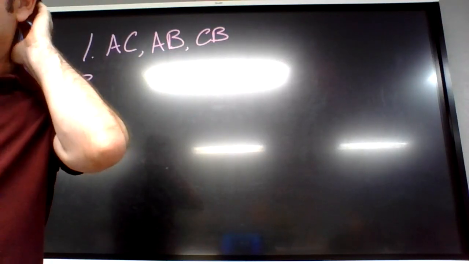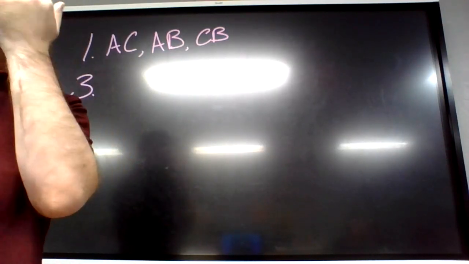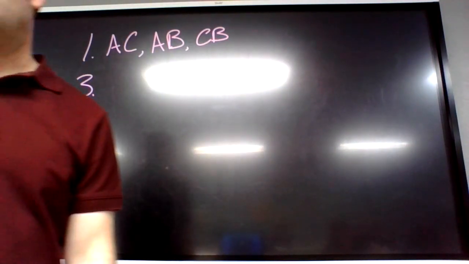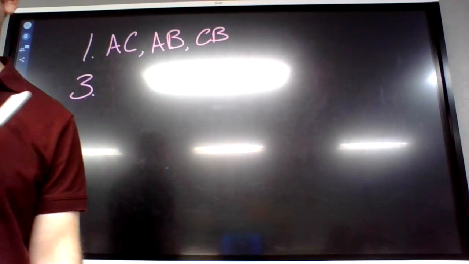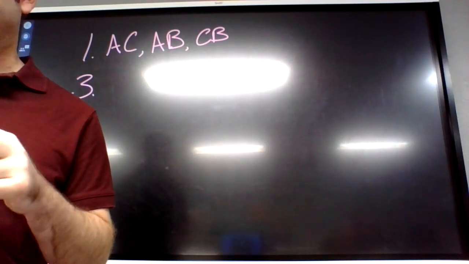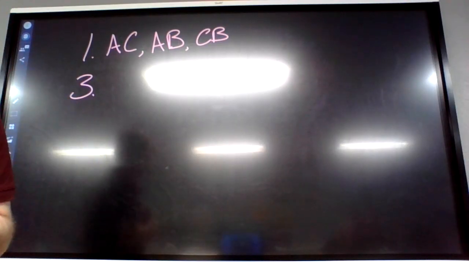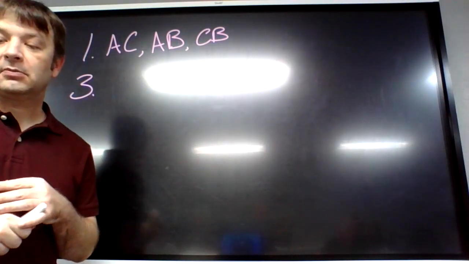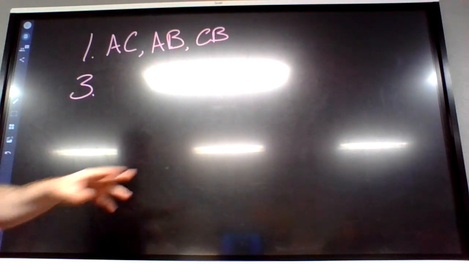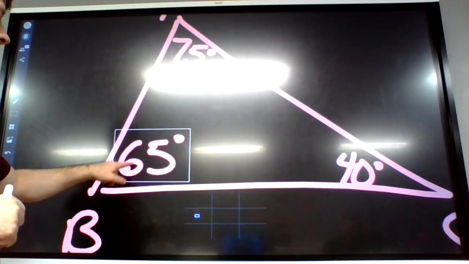Number three, what's the smallest side? Bo, what's the smallest side, number three? 42. That's the smallest angle, so what's the smallest side? No, those are angles. The angles are in the corners, the sides. Look how big that is. These are the angles.